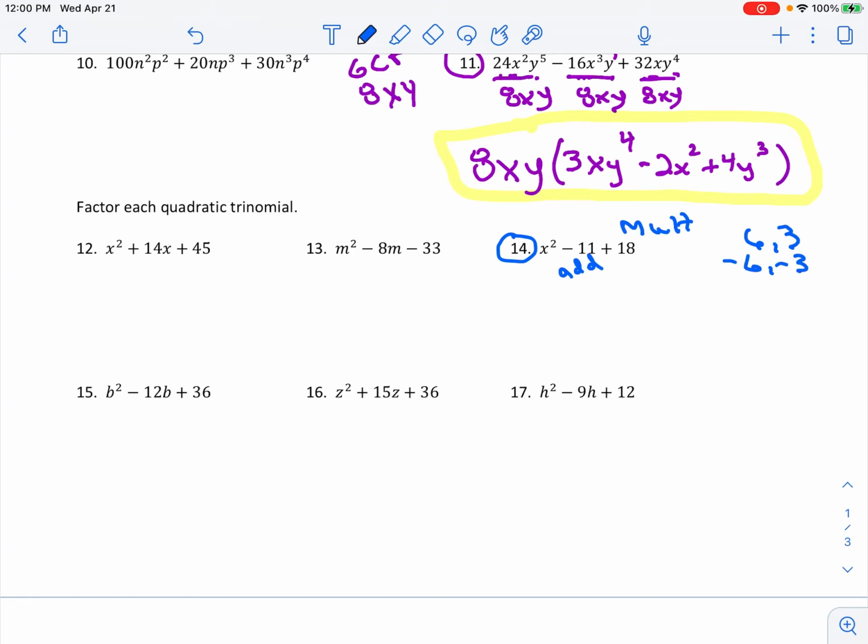Or even if I make them both negative, that's going to add up to negative 9. So that's not going to work. But what about 2 and 9? Well, 2 and 9 add up to 11. I need negative 11.